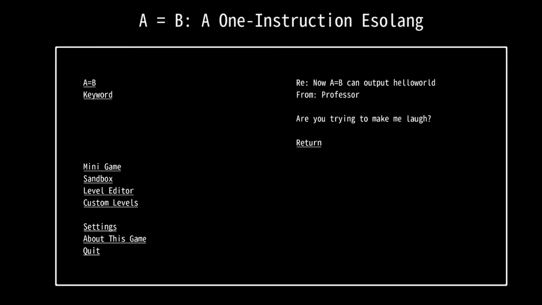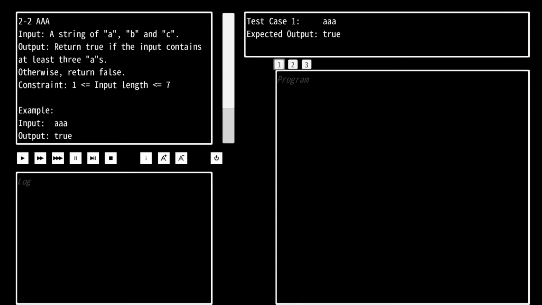This is awesome. Okay. A string of A's, B's, and C's. Output return true if the input contains at least 3 A's. So this is pretty easy. You get rid of the B's and the C's, and then A equals return true. And then otherwise equals return false.